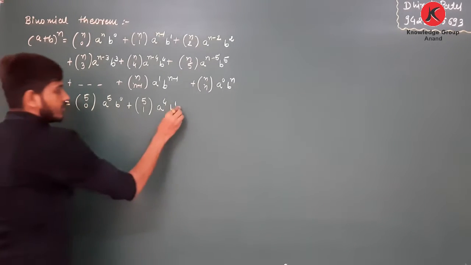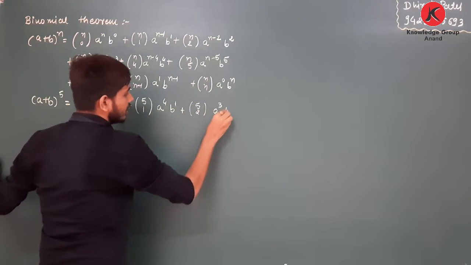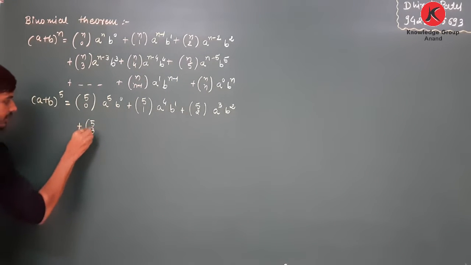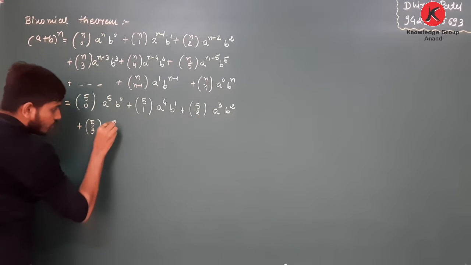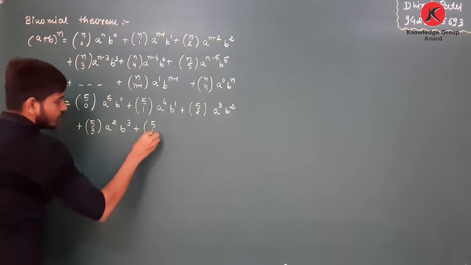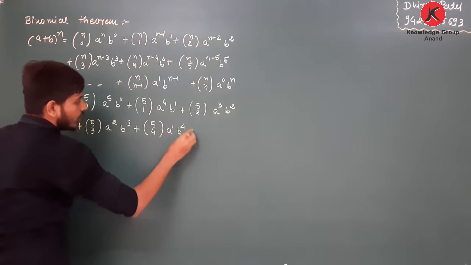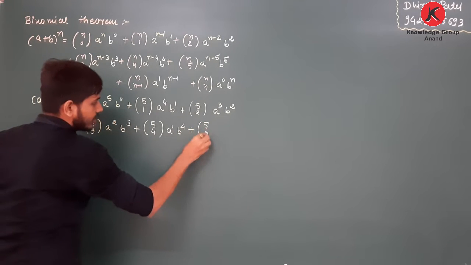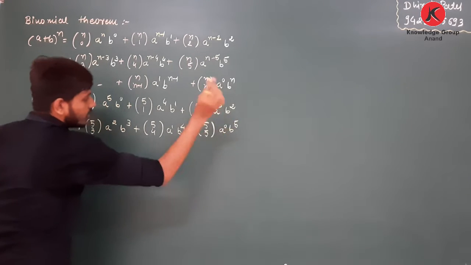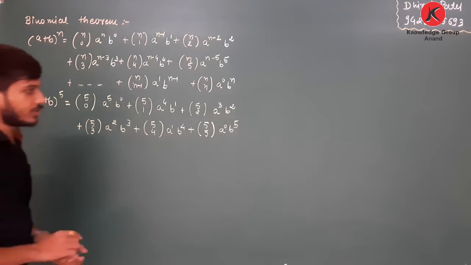Okay, plus 5C2 a raised to 3 b raised to 2 plus 5C3 a raised to 2 b raised to 3 plus 5C4 a raised to 1 b raised to 4, and last one 5C5 a raised to 0 b raised to 5 here. Okay, some observations are given in your textbook.